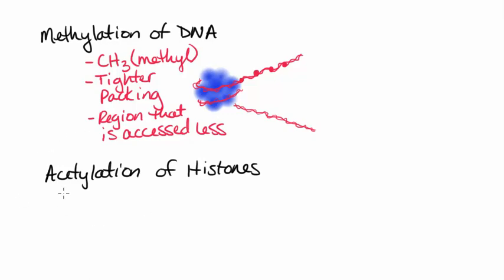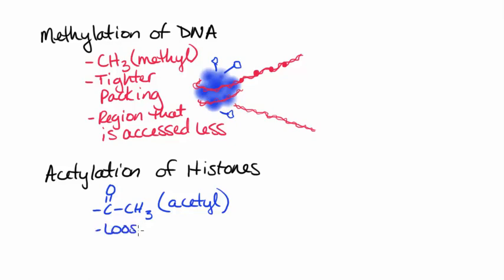The other option that we have is acetylation of histones. And an acetyl group is going to be this structure. So this is something that actually gets added right onto the histones themselves. So these would be special little groups that are added on here. And what this does when these are added is this is going to result in looser packing of the DNA. And so the end result of this is that the region is going to be accessed more.